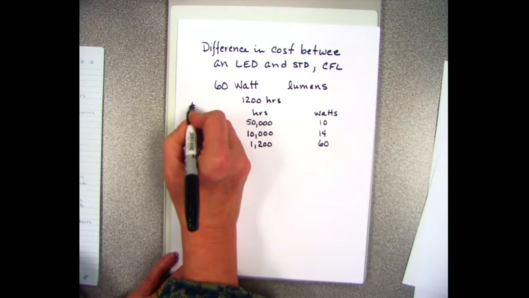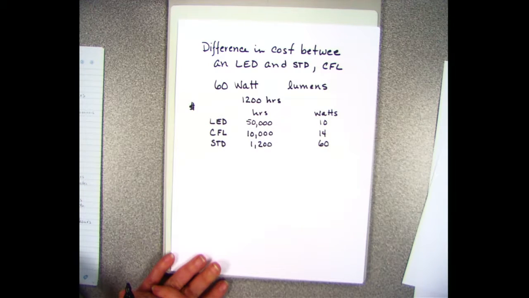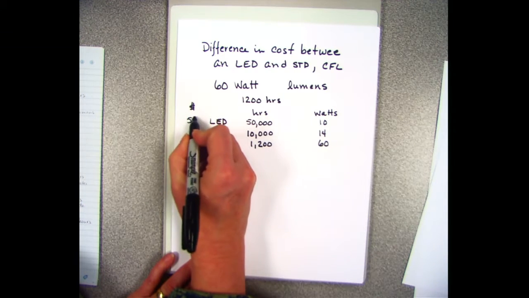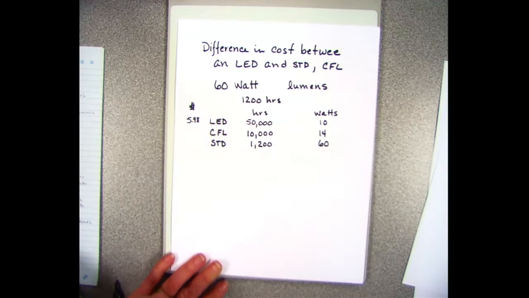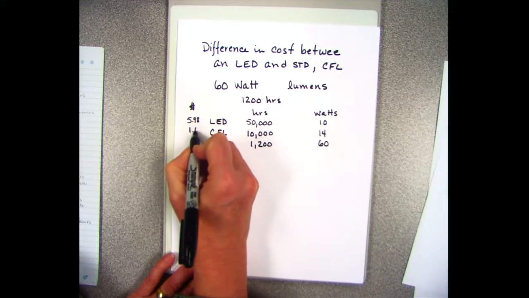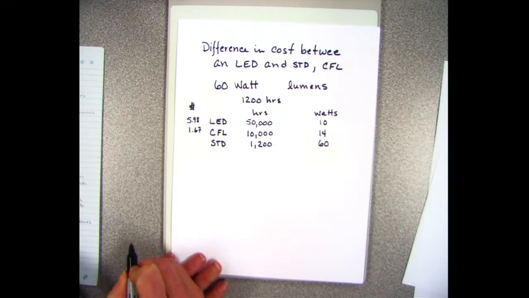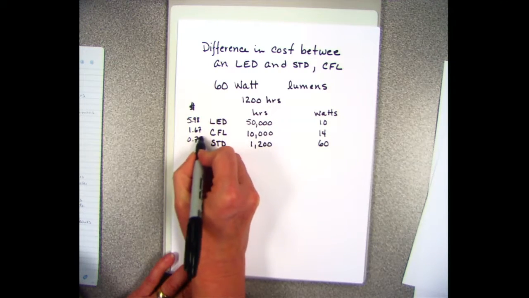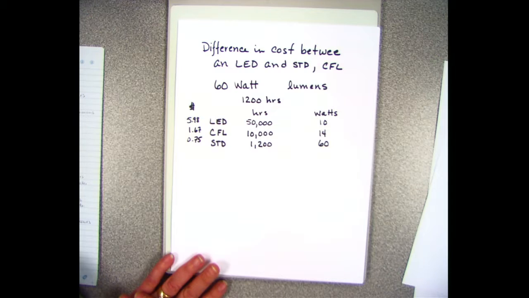If I look at the cost of my light bulbs, an LED was currently running about $5.98. My compact fluorescent is about $1.67. And my incandescent, before they started getting hard to get, was about 75 cents.